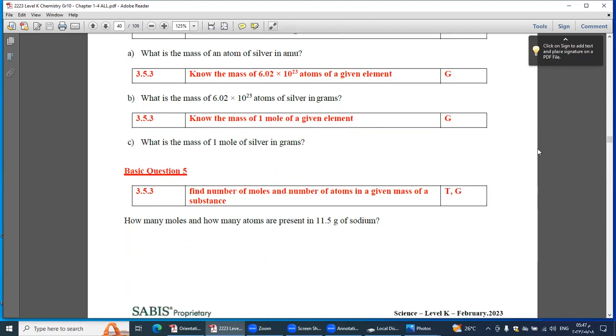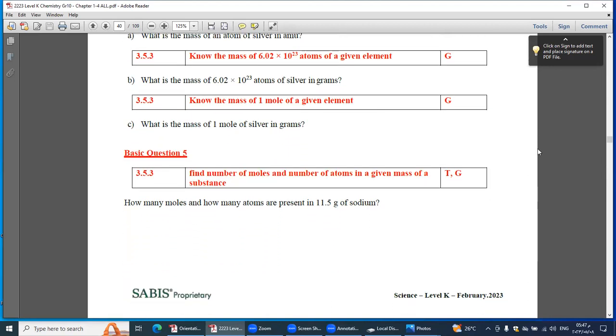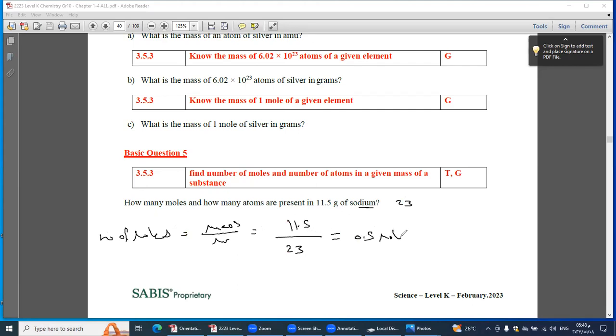Find the number of moles and number of atoms in a given mass of a substance. How many moles and how many atoms are present in 11.5 grams of sodium? We have a mass, so number of moles equals mass over molar mass, equal to 11.5 over the molar mass. From the periodic table, you will find that sodium equals 23. So 11.5 over 23 is equal to 0.5 mole.